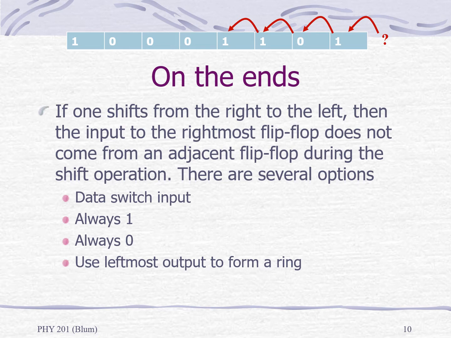If one shifts, say, from the right to the left, then we have to figure out what the input for the rightmost flip-flop is, so that the 1 in the 1's place is moved over to the 2's place, and the 0 in the 2's place is moved over to the 4's place. But what's coming into the 1's place? What is the new data input? There could be some kind of data input, maybe a switch or data coming from some other place. It might be that you always make it a 1 or you always make it a 0, or you might take the output that's leaving on the other end and feed it back around and form what's called a ring.